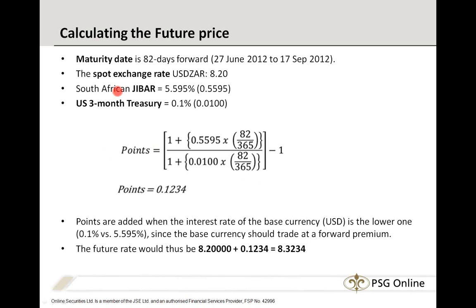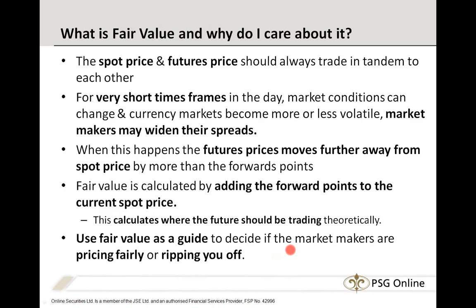So here we go. Here's the example. We've got a maturity date of 82 days to go. Spot at 820. Sorry, we want to calculate the futures price. That's the South African interest rates, 5.95. There's US Treasury. So the idea is that we add the points in this situation, 0.1234 to the underlying interest rate. So that's what our futures price should be trading at. Okay. So this is the process the guys will go through. Okay. So they should always be trading in tandem together.